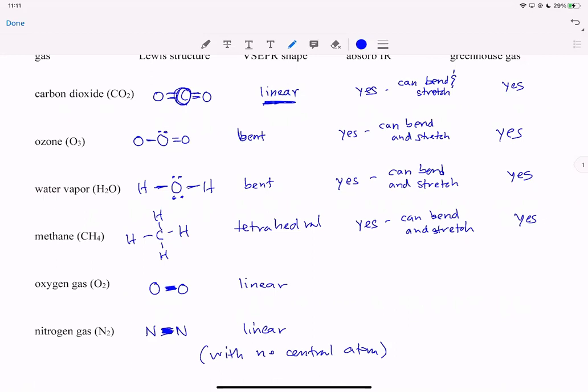So having 2 pens next to each other, linear with a central atom, you can bend. Linear with no central atom, you cannot bend. These can't bend, and they also can't stretch. Go ahead and try to stretch that pen out. If you have a single pen, you can't pull that out. And since it cannot bend or stretch, it is not going to absorb infrared. Because it does not absorb infrared, neither of those molecules is a greenhouse gas.